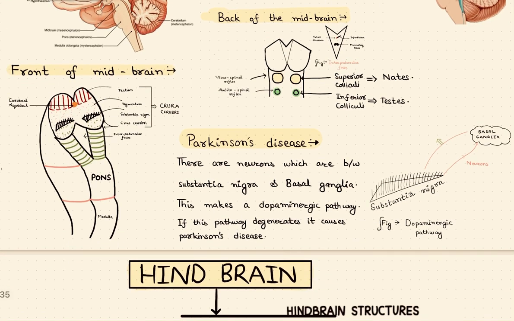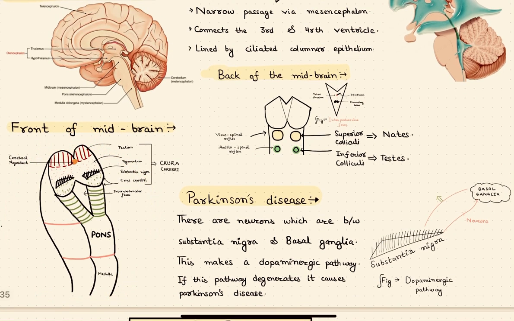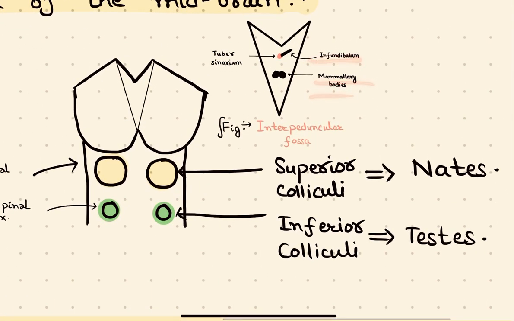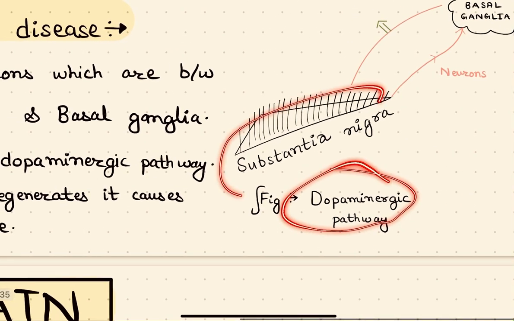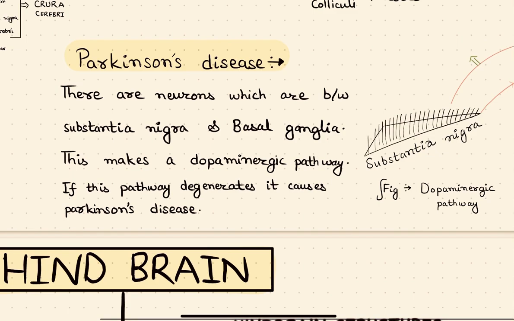And now we have the front portion of the midbrain. The front portion of the midbrain has the crus cerebri, and after the crus cerebri we have substantia nigra, then tegmentum, and finally tectum. Between the tectum we have the cerebral aqueduct, and all these, crus cerebri, substantia nigra, tegmentum and tectum, form the crura cerebri or cerebral peduncles. Between the cerebral peduncles we have the interpeduncular fossa where the infundibulum and mammillary bodies are present. And there is a disease which occurs if the dopaminergic pathway between substantia nigra and basal ganglia gets affected, and the disease name is Parkinson disease.